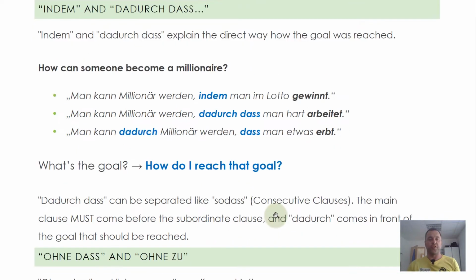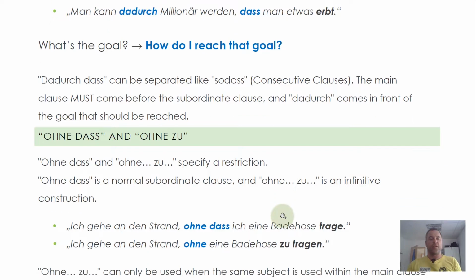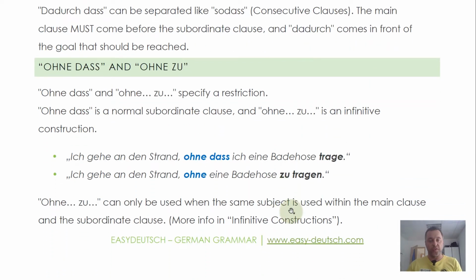The second one, let's have a look at ohne dass and ohne zu, because here we have a different meaning. Here we use this to specify a restriction, and the ohne dass version is just a normal subordinate clause with the verb at the end, and the ohne zu version is an infinitive construction.